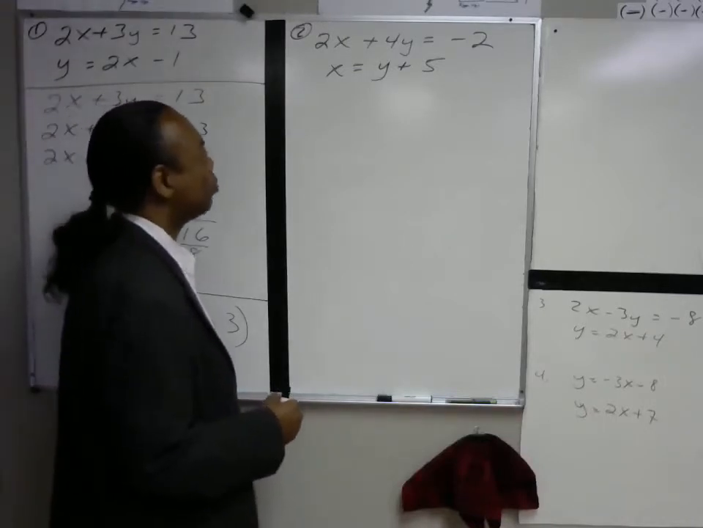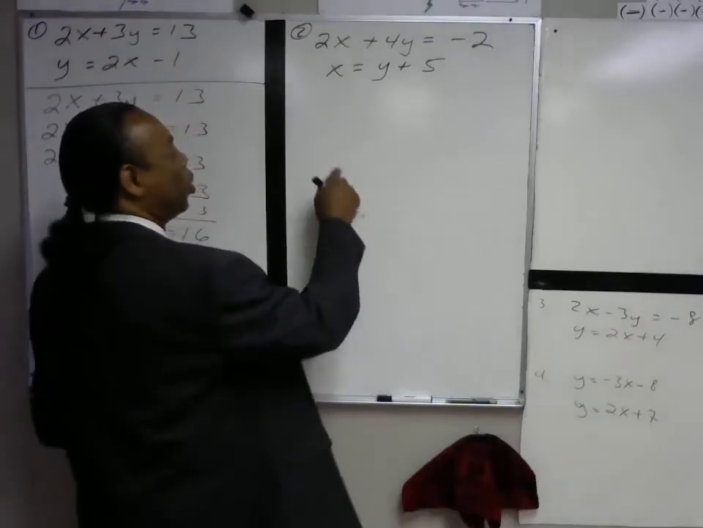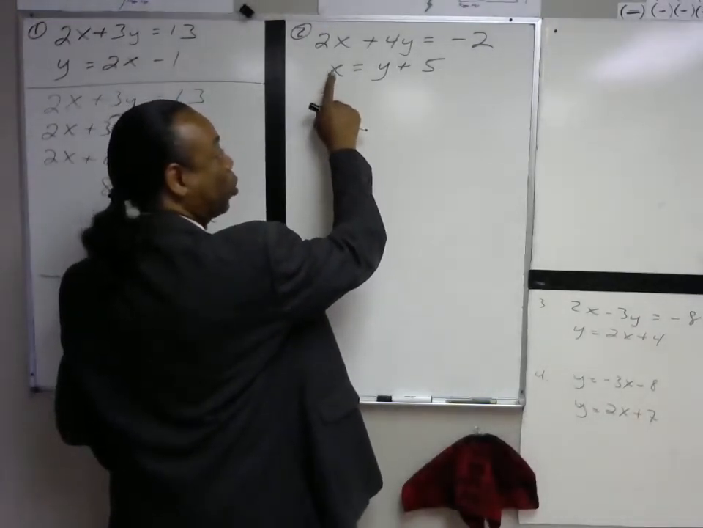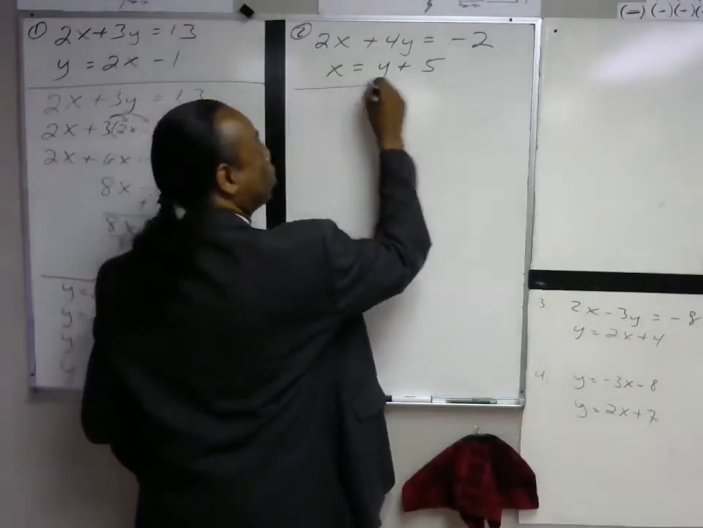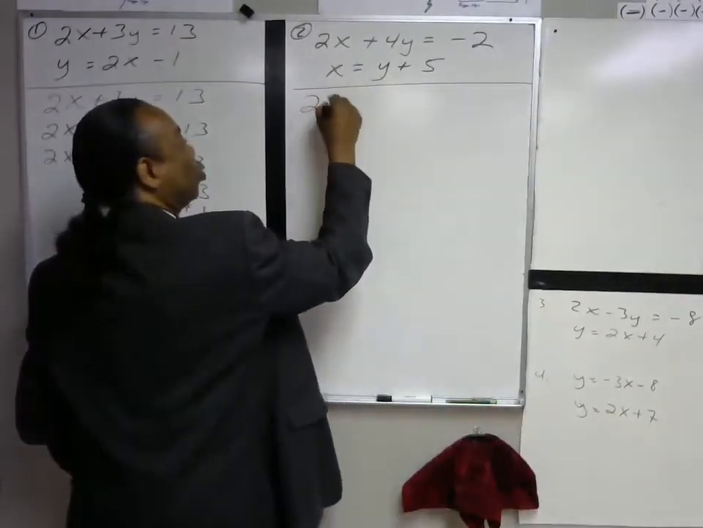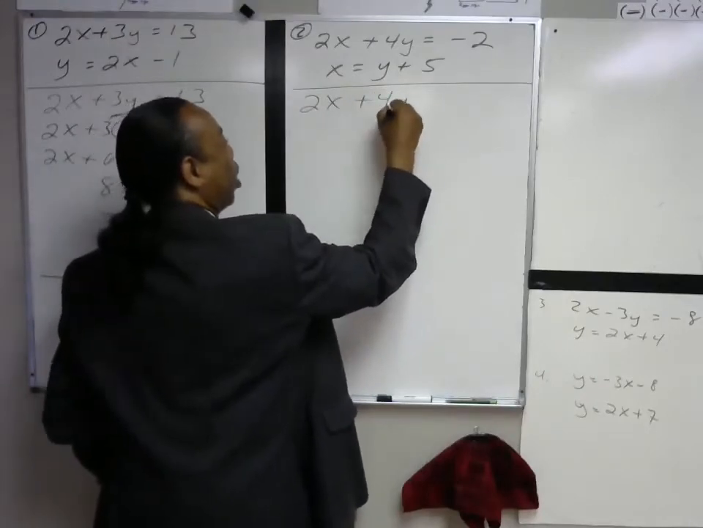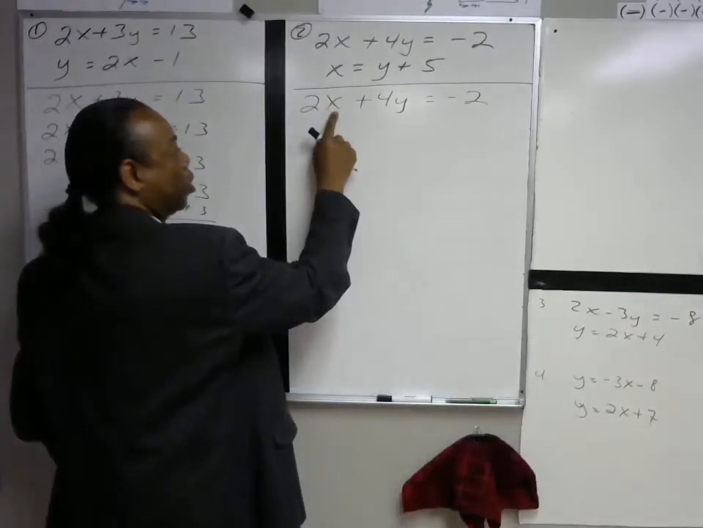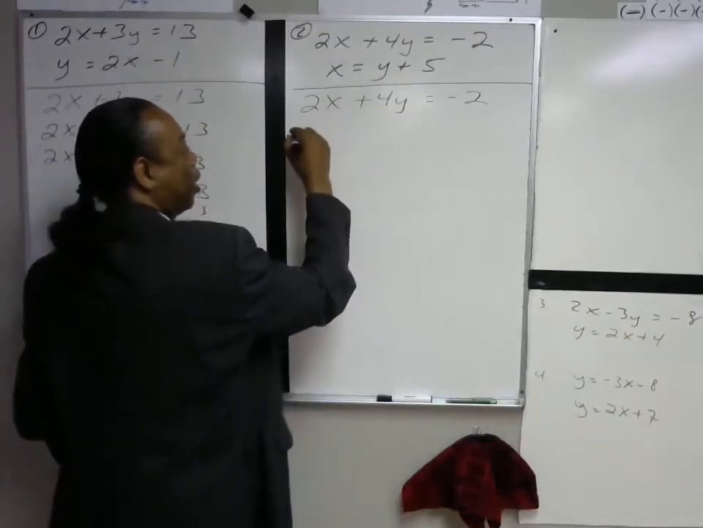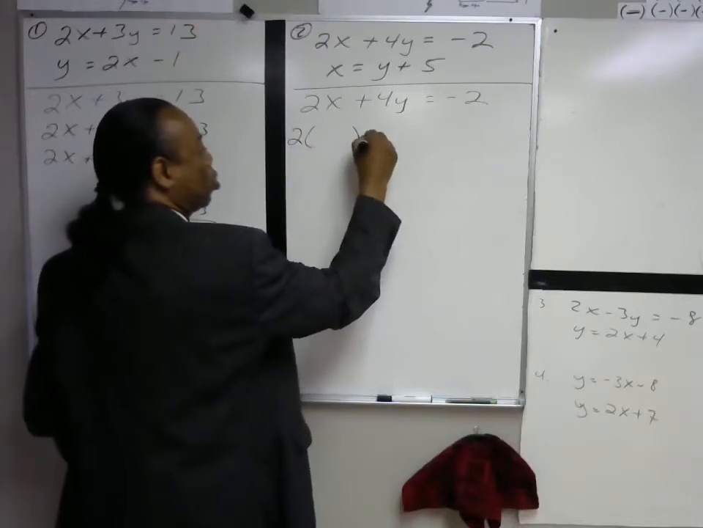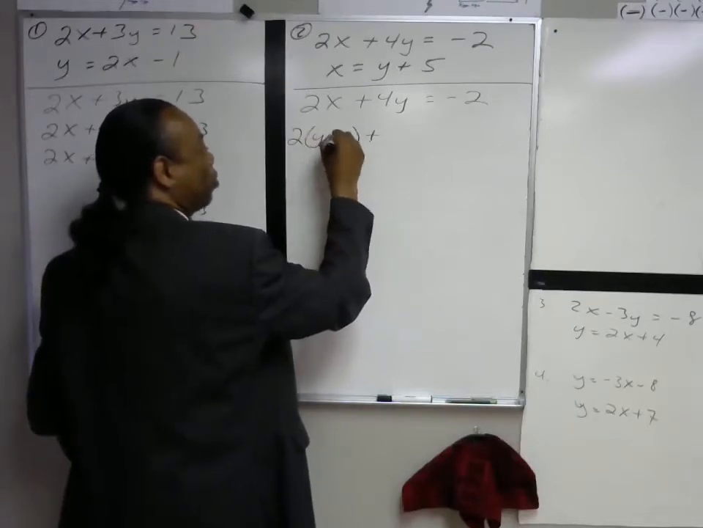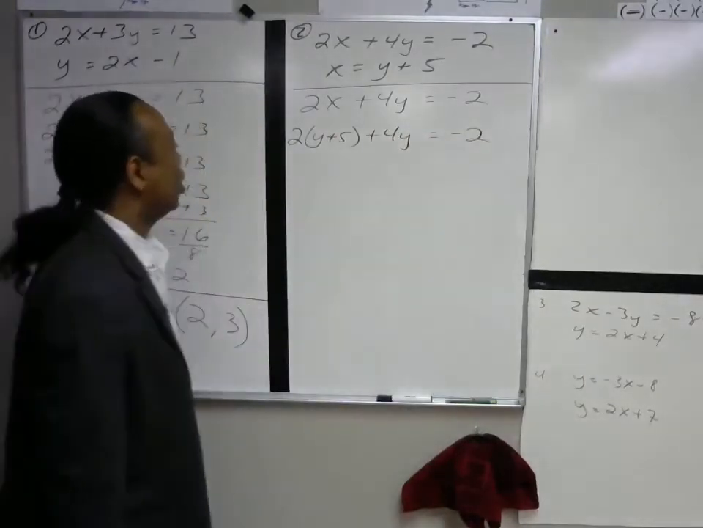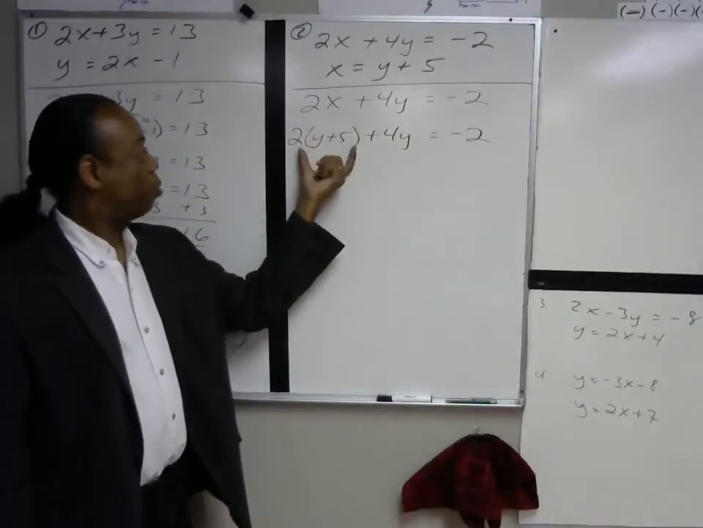Okay, number 2. We're going to use substitution to solve this, and we see that the x is isolated here, so we're going to use this for substitution. So rewrite 2x plus 4y equals -2. Then below that, the x here, we're going to replace that with a y plus 5. So 2 times the y plus 5 right there, and then 4y equals -2. So the x has now become the y plus 5.